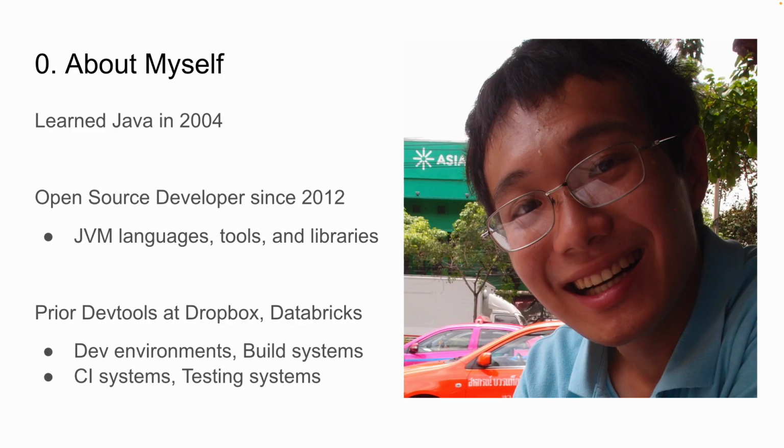I guess first about myself, I learned Java in 2004. Back then you didn't have generics, you had to cast everything you took out of a linked list or array list before I could use it. And it's been a long journey of 20 years since then. I've been doing open source projects since 2012. My last job was at Databricks, as you see, so a lot of the projects were in Scala on the JVM, since that's what Databricks use, but also a lot of other Java and JVM related projects. My professional work is specialized around developer tools, so build systems, CI systems, testing systems, everything that goes on before your project goes to production.